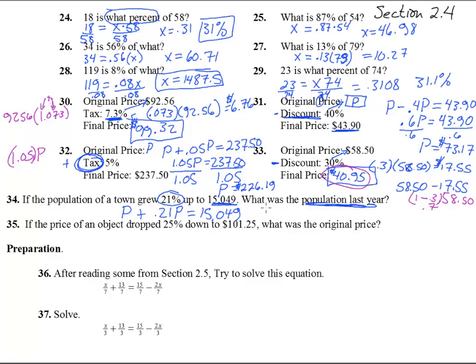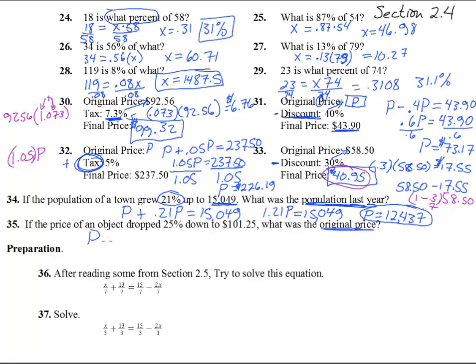Well, we combine those together and we get 1.21p equals 15,049. Divide both sides by 1.21, and we end up with P being 12,437.19. You can't have 0.19 of a person, so I'm going to round to the nearest person. So the population was 12,437.